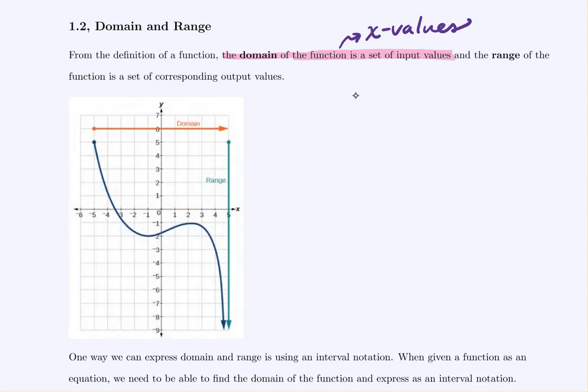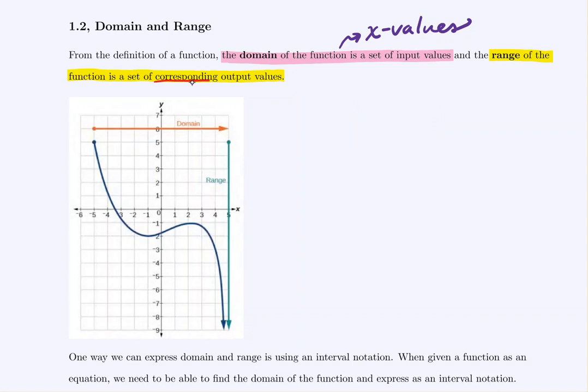The way you can keep that straight is if you've got x and y, input and output, x comes before y alphabetically, I comes before O alphabetically, input, output, it kind of alphabetically matches up. And the range of a function is the set of corresponding output values.